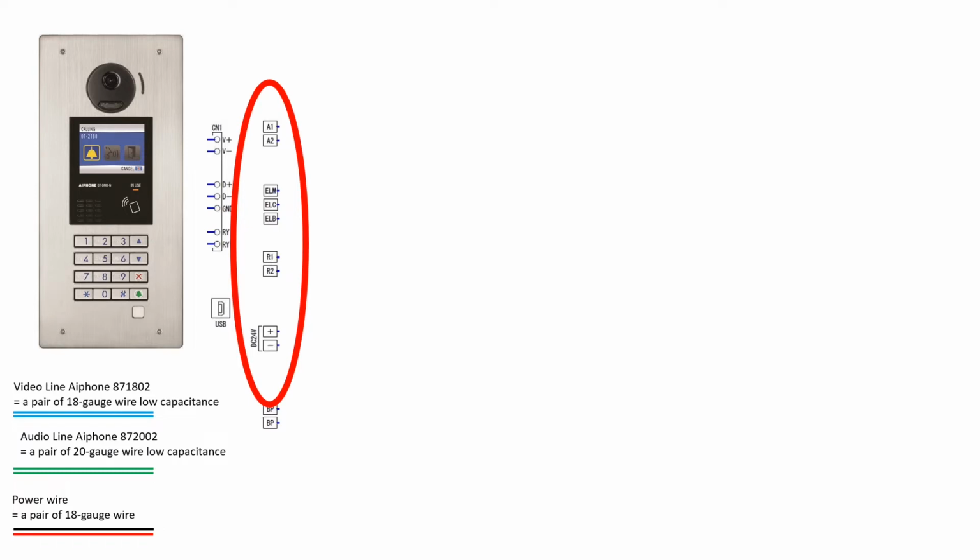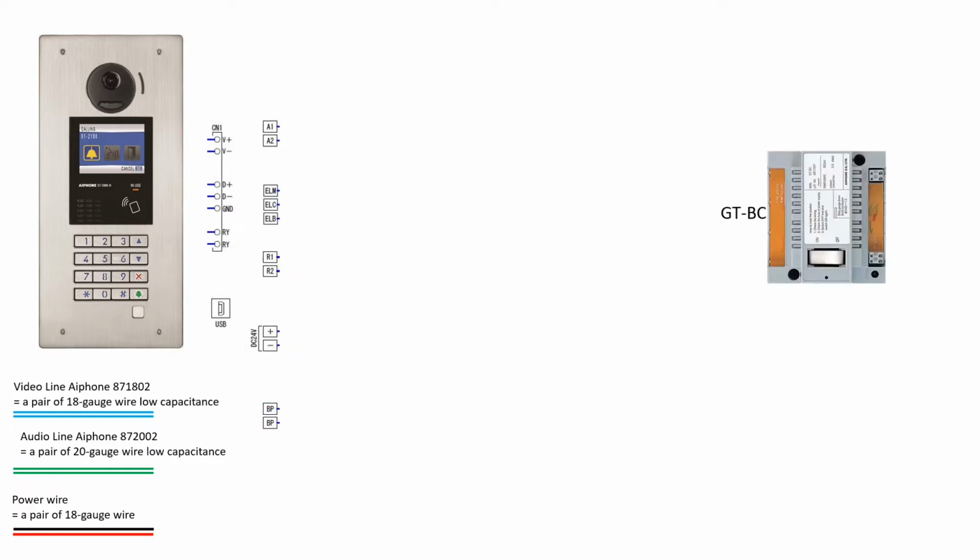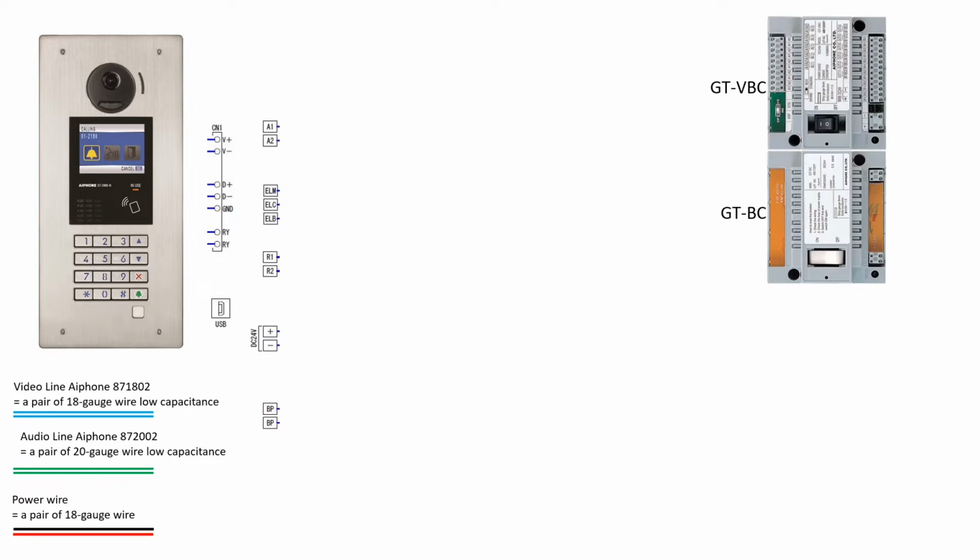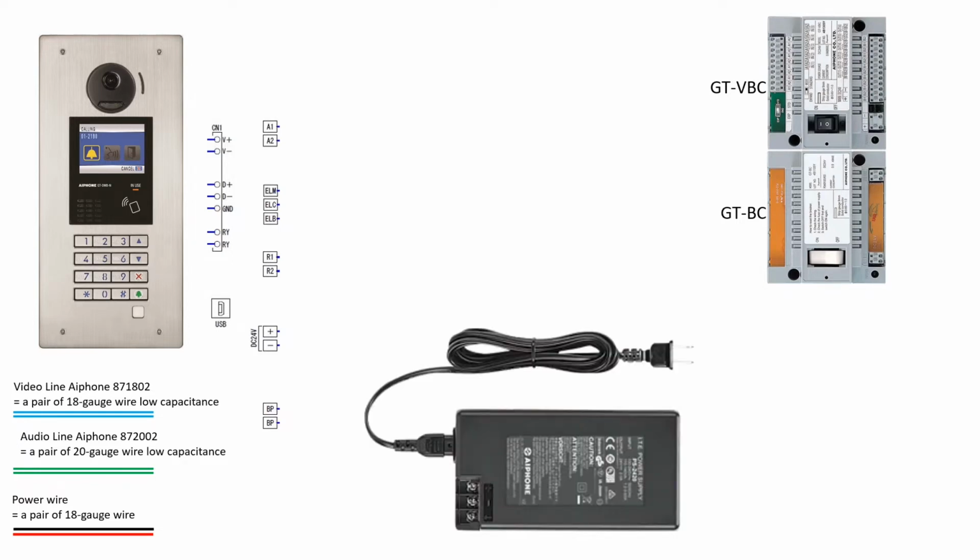Okay, let's start building our system. The first thing we're going to add is a GTBC. Again, that's the audio distribution or amplifier. After that, we're going to add the GT VBC, which is your video distributor or amplifier. Now let's add our power supply, a PS2420UL.